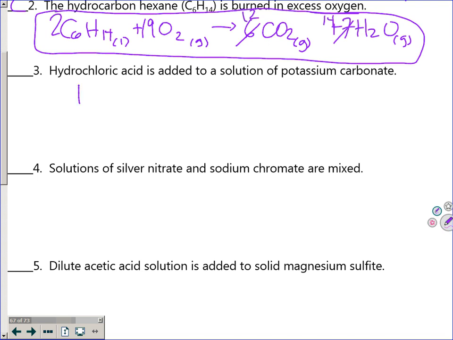HCl. Okay, hydrochloric acid, HCl. And do you guys think that's aqueous? Most acids are liquids, right? But we don't call them L, we call them aqueous. Plus what?